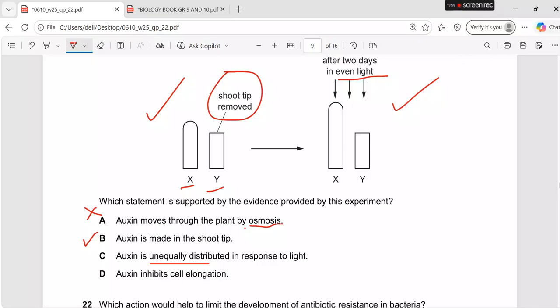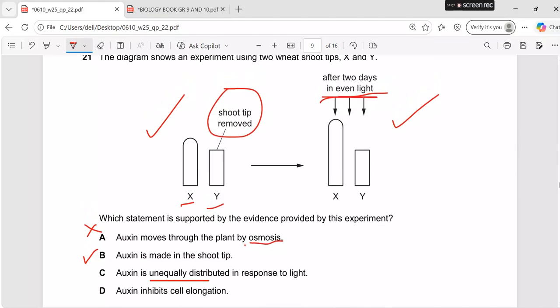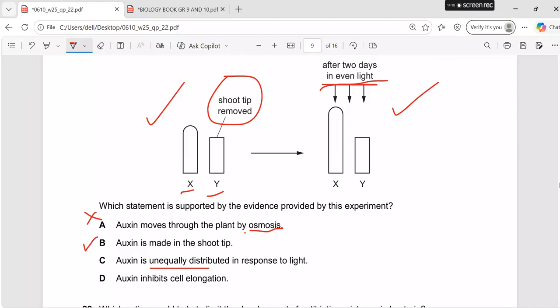Why? Because if you look at this part, sunlight is like it is even. Even means the sunlight is not restricted on one side. It's from all sides. It's not unequally distribution of the light. No. So rule out. Oxygen inhibits cell elongation. This is totally contrary to the main definition of oxygen, which says oxygen helps in cell elongation or cell stretching. So wrong. So you go for B.